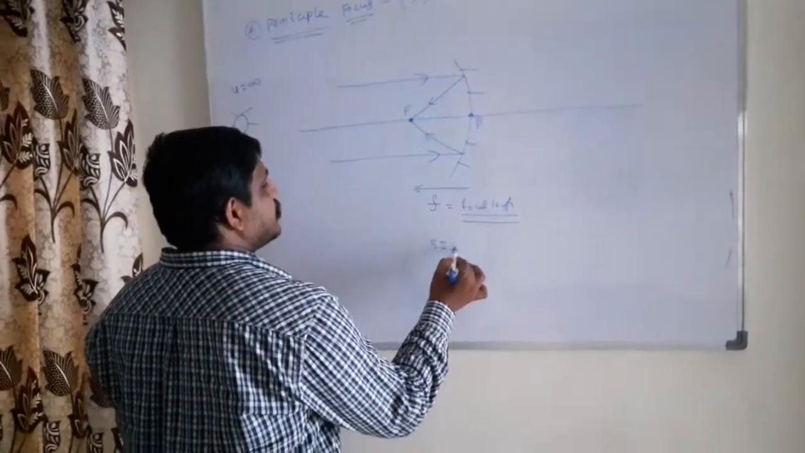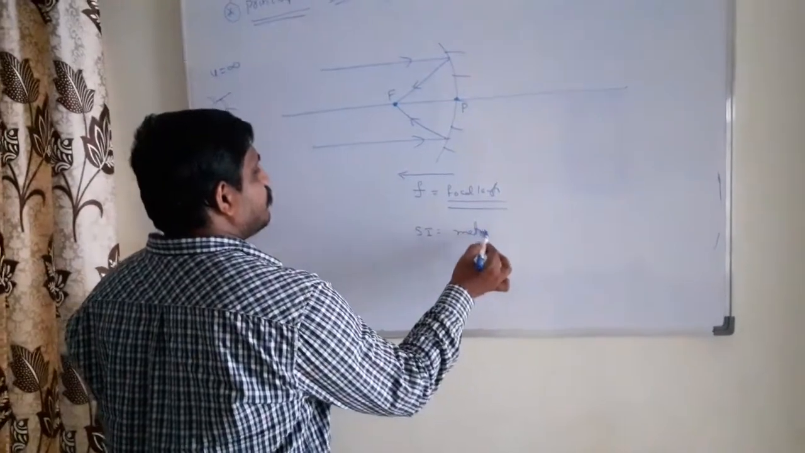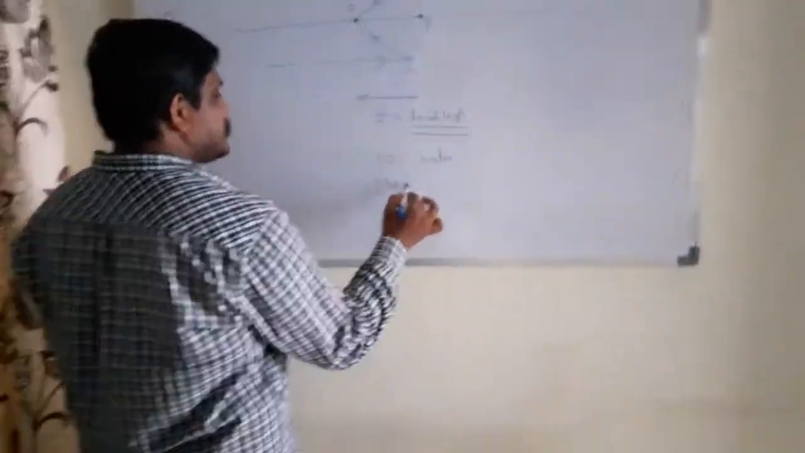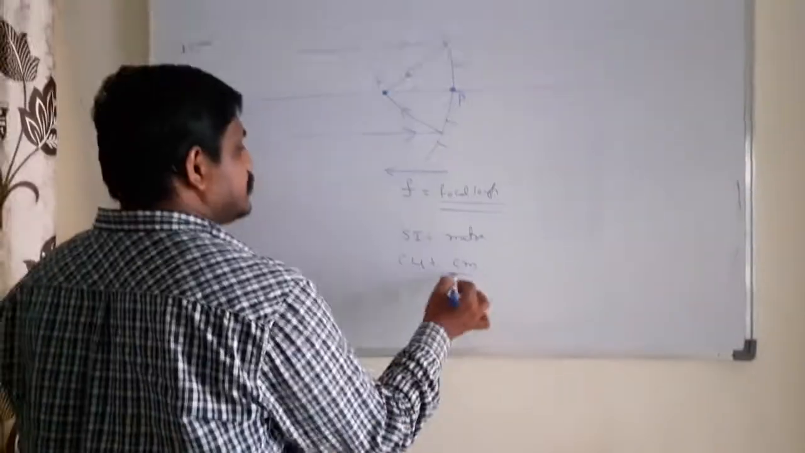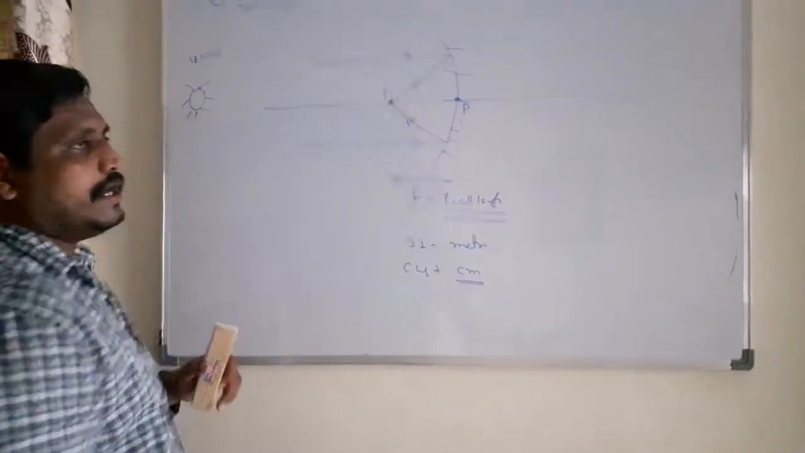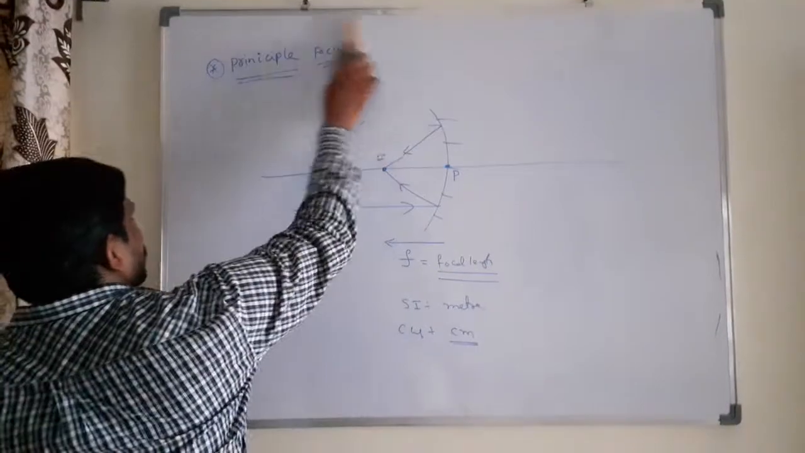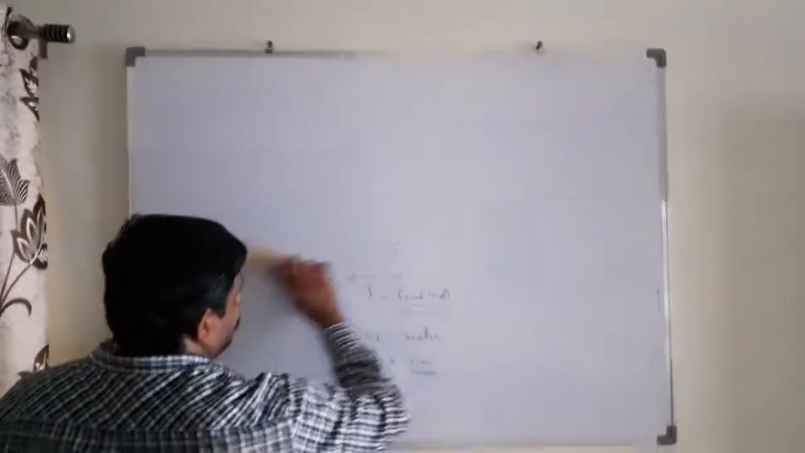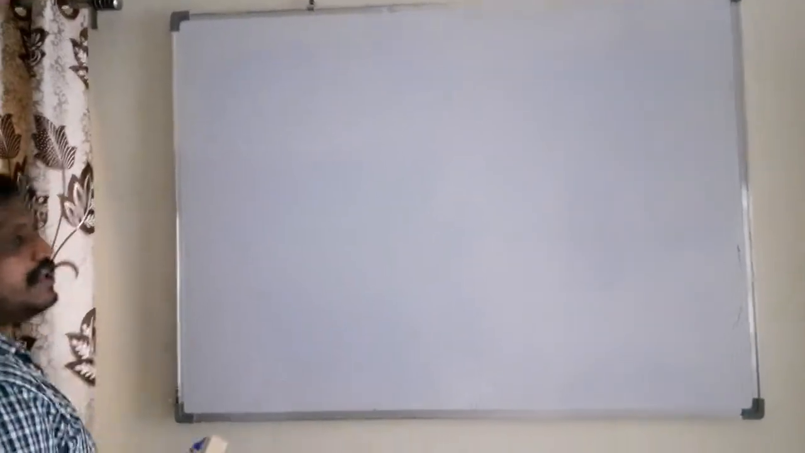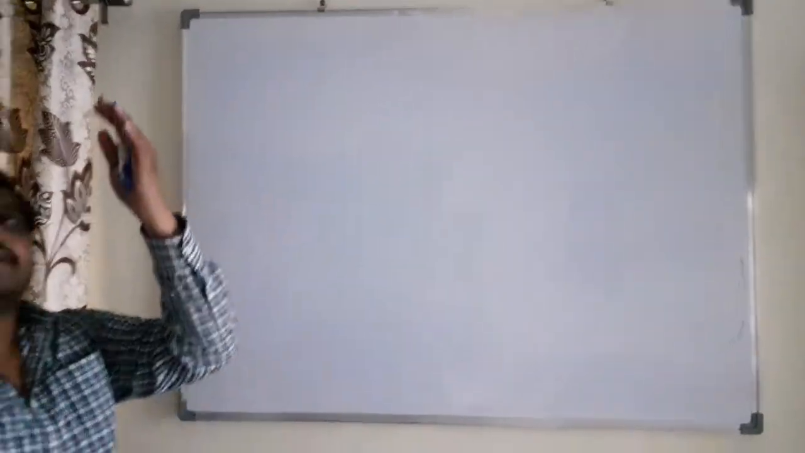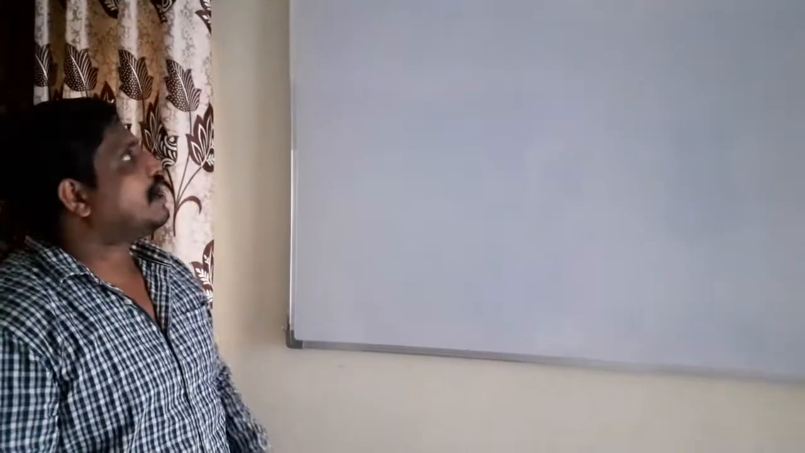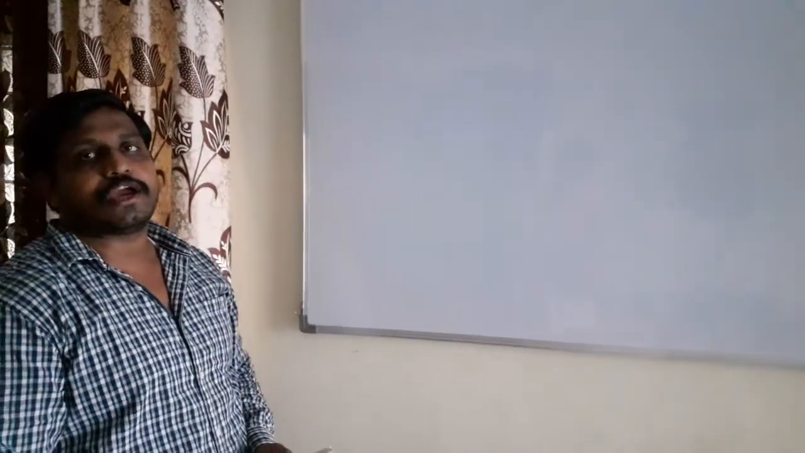What is the SI unit of distance? Meter. What is the CGS unit of focal length? Centimeter. Next, I will discuss some ray diagrams in this manner. Look here. They are very useful for solving problems on convex mirrors and concave mirrors.